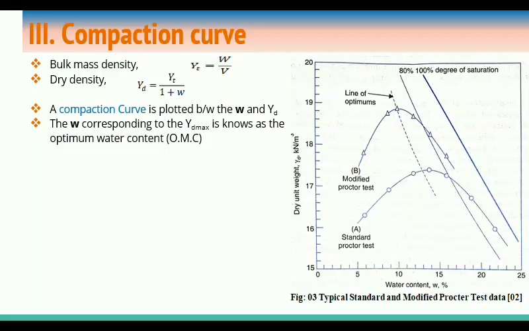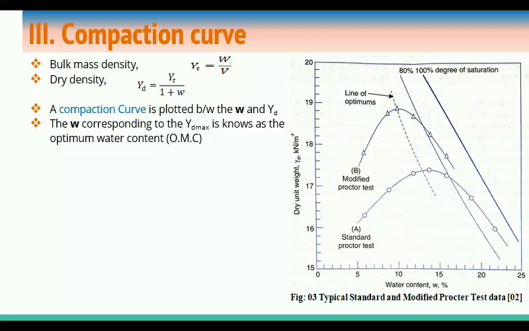But if you increase the water content, if you add water to this soil, what is happening? The soil is getting lubricated and the particles slip over each other and move into a densely packed position. So W is getting more and the volume is getting less due to the closer packing. So that's why we are getting more dry density.